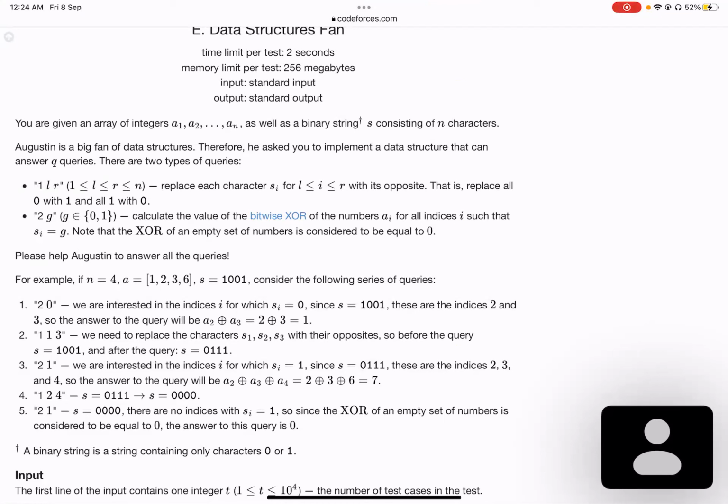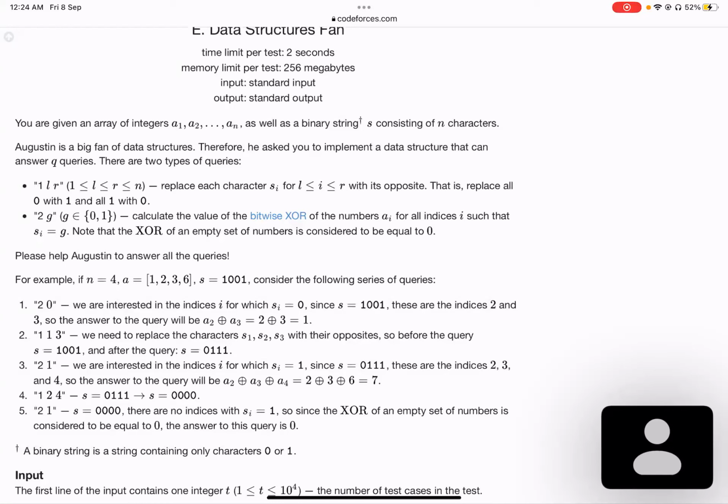Now what they are saying is they will be giving query of two types. One will be one L R, where they will be giving us the range L to R, and what they are saying is you need to flip all the indexes, right? So if s of i was equal to 0, then make it 1, and if it was 1, then make it 0.